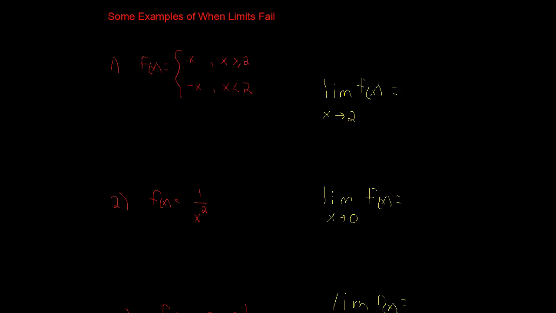First one is right here. We have a piecewise function, and all the action is happening around 2, so you can look there to see that we're probably going to be interested in the limit as x approaches 2.